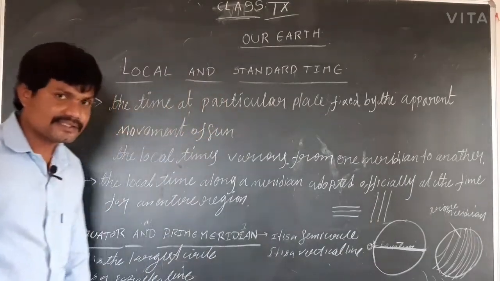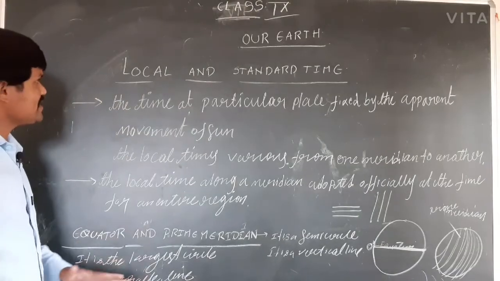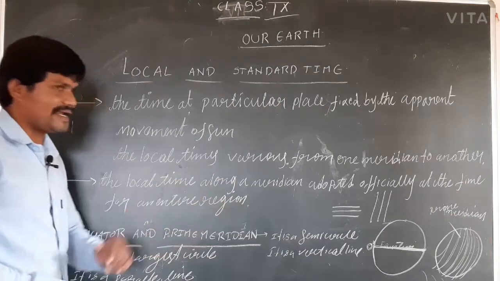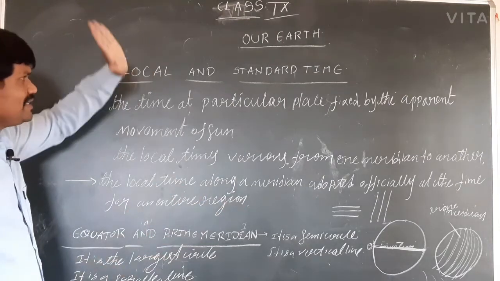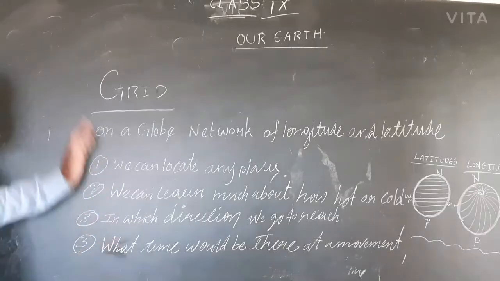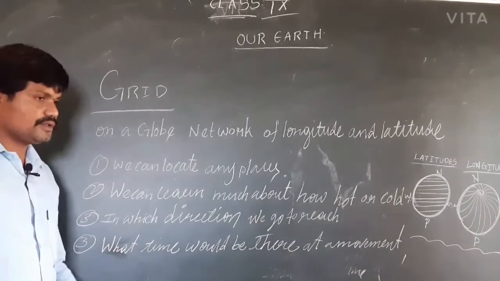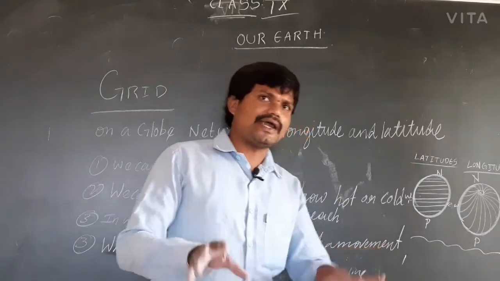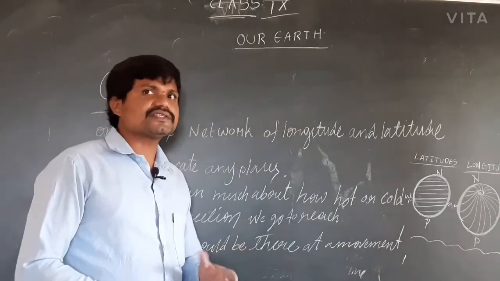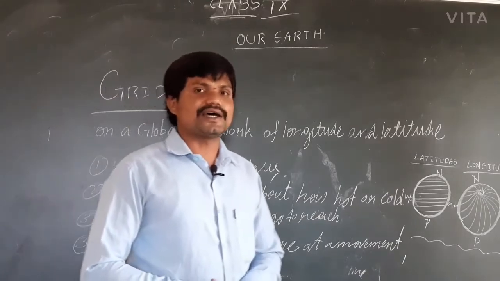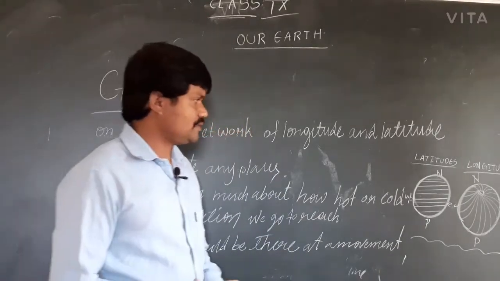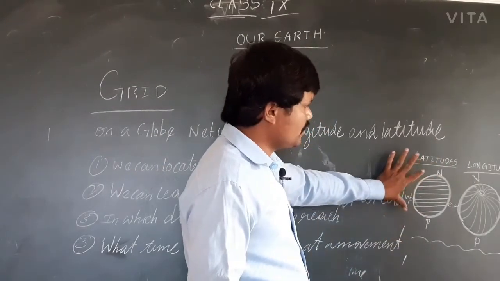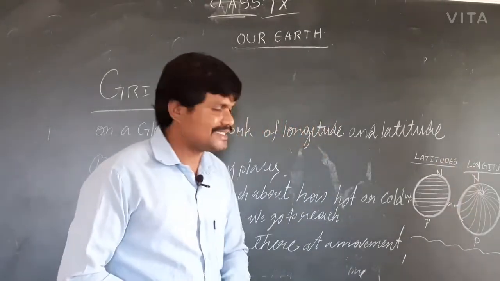Have you understood, guys? You know the differences between equator and prime meridian as well as local time and standard time. Next topic is, what is a grid? Before we learn about grid, longitudes and latitudes: already you have an idea from the previous topics. How many longitudes are there? How many latitudes are there? I drew two diagrams on the board, longitudes and latitudes.